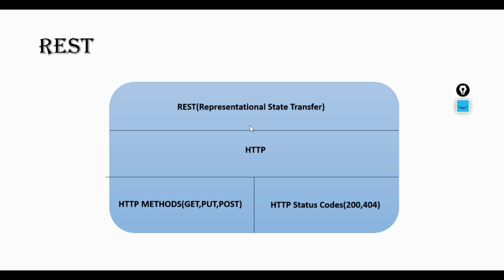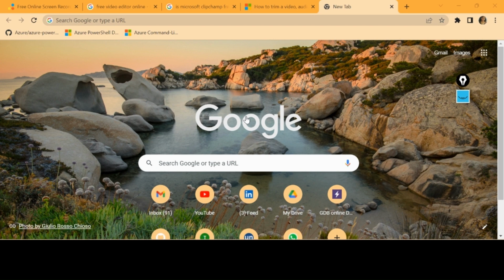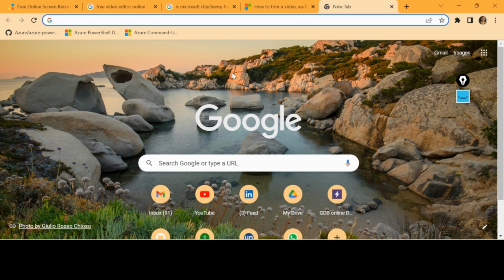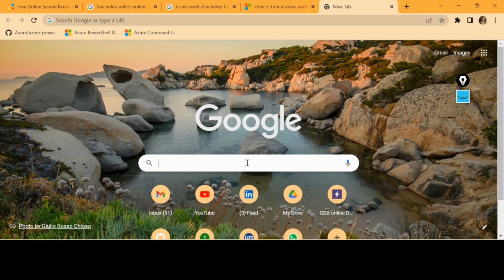Next, REST. REST stands for Representational State Transfer. The key factor about REST is it makes best use of HTTP. We are talking about HTTP, right? Actually, what is this HTTP? Let me explain.